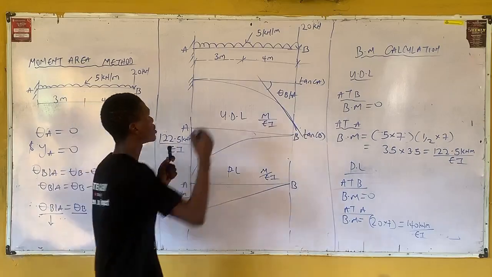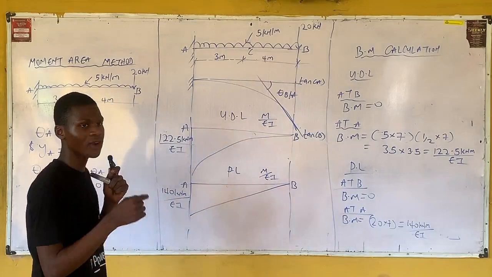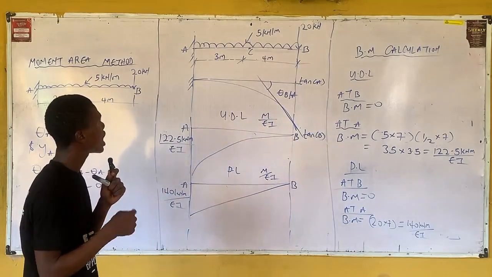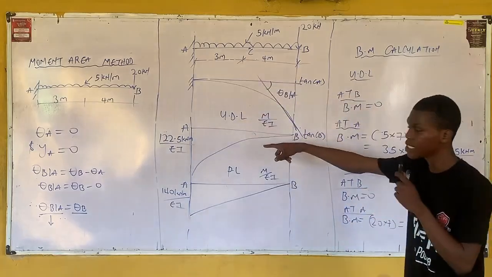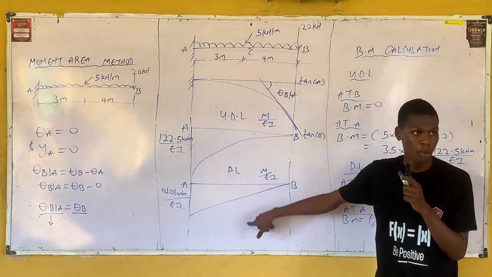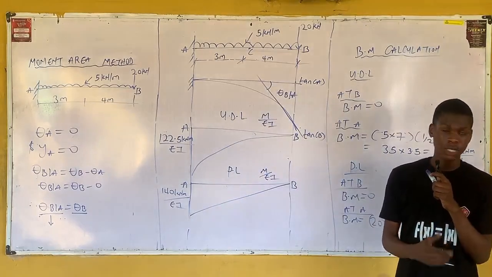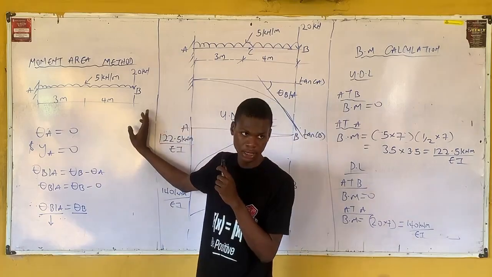Now imagine that you have point C. Let's say the question says calculate the value of slope and deflection at point C. Meaning you are going to know the moment at point C for UDL, and you are going to know the moment at point C for the point load. Are you getting the question? This question now says calculate the slope and deflection at the free end, right?